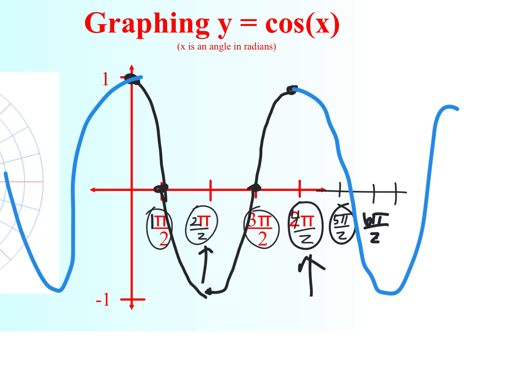It's the exact same wave. It just peaks at a different spot. Okay, so cosine is just a copy of sine. I'd like to think of it as sort of like a clone.